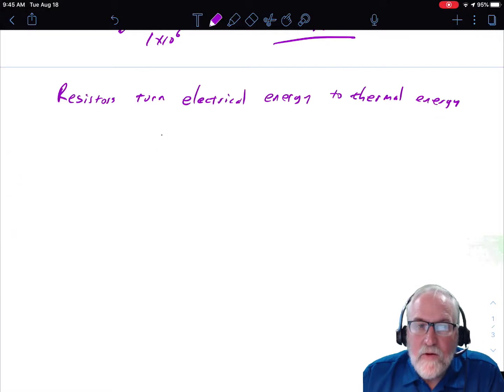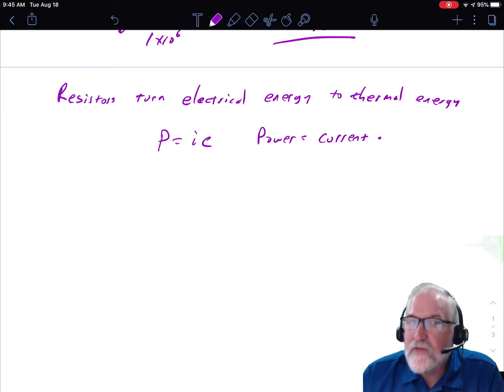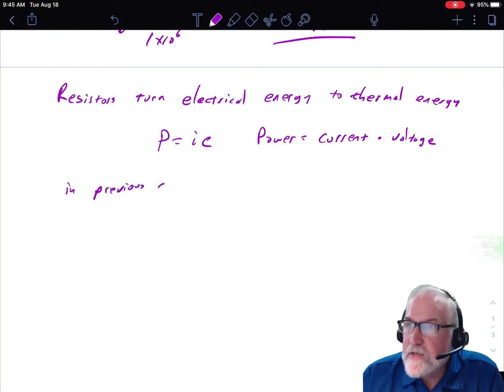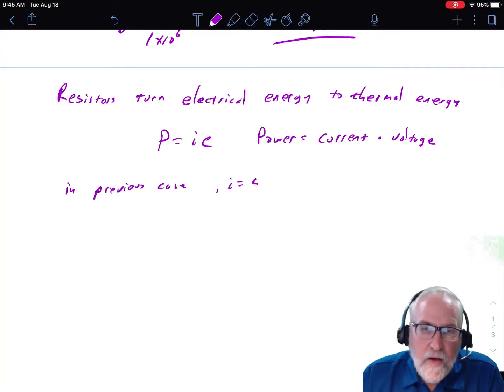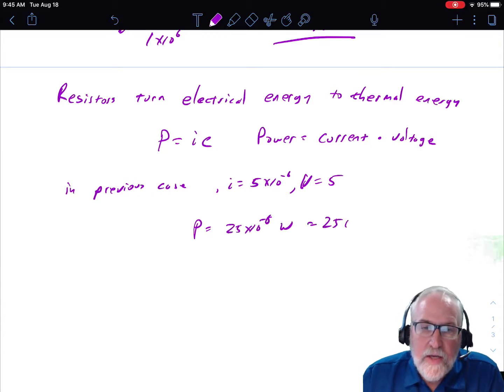Now keep in mind, though, that a resistor turns that electrical energy into thermal energy. And this is something we might not have talked a lot about in circuits class. And the rate at which that transfer happens is I times E, current times voltage. In that previous case, the current was 5 microamps, the voltage was 5 volts. That means the power, the rate at which it was converting electrical energy to thermal energy, is 25 microwatts. Pretty small.